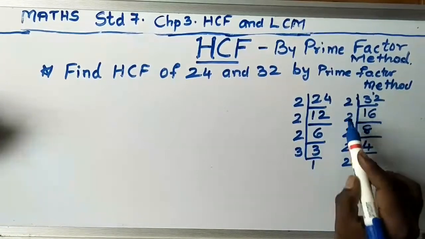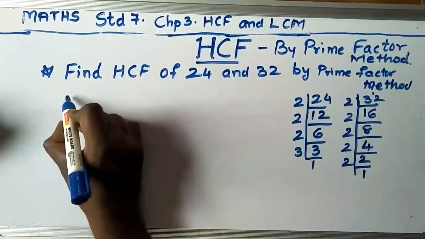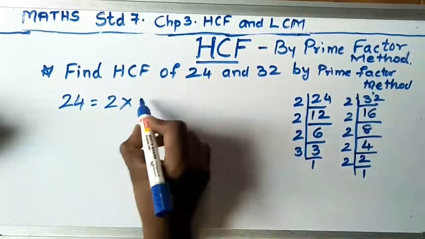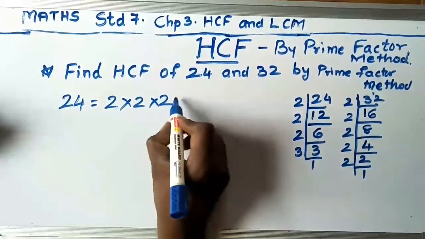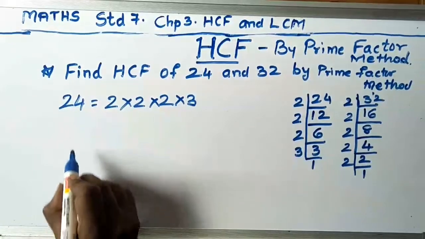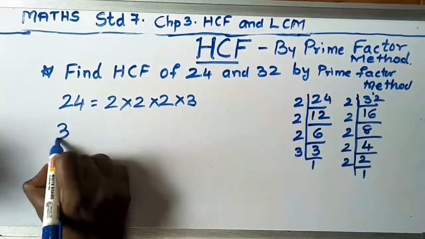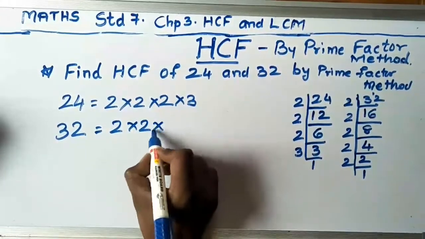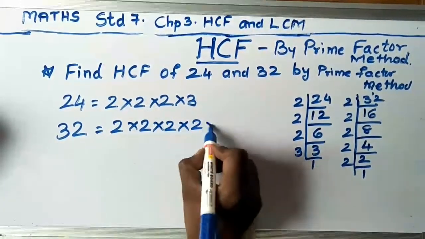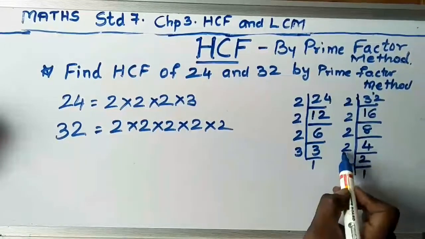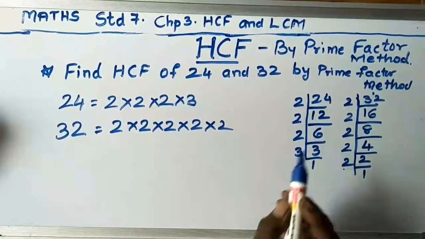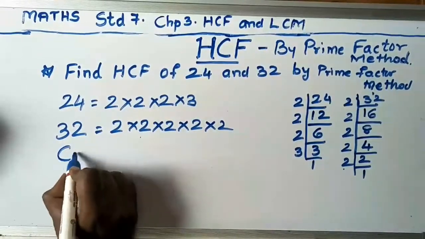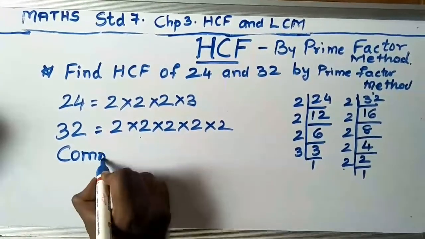So these are the prime factors which we obtain. Let us write here. 24 is 2 into 2 into 2 into 3. Then 32 is 2 into 2 into 2 into 2 into 2. 1, 2, 3, 4, 5. 5 times 2 in 32. Here now we want to find what?